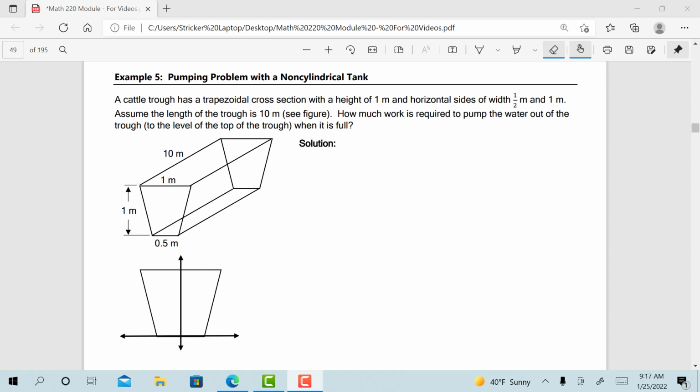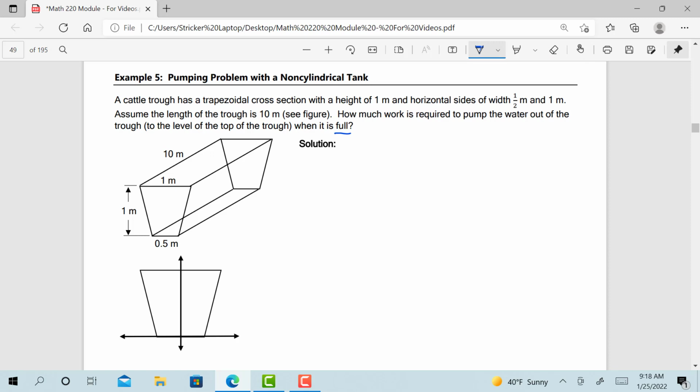It says a cattle trough, which you can see here in the image, has a trapezoidal cross-section with a height of 1 meter, horizontal sides of 1/2 meter and 1 meter. Assume that the length of the trough is 10 meters, as you can see in the figure. How much work is required to pump the water out of the trough to the level of the top of the trough when it is full? So that's key. It's going to be a full trough.